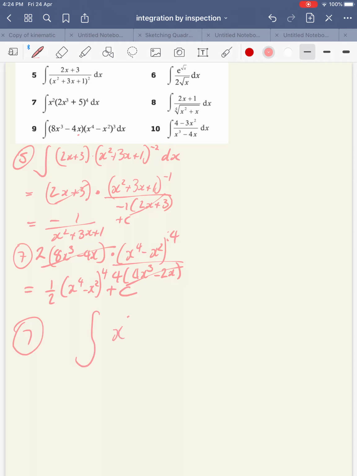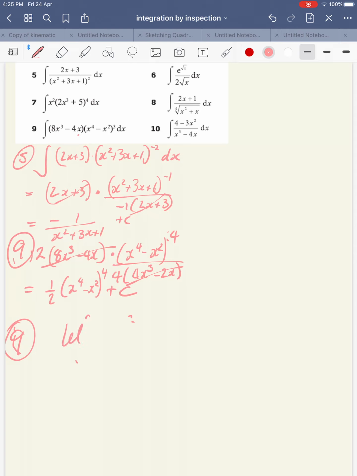So here's the integral of x squared. Was that 7? That was 9. Ah, interesting. I am going a bit crazy. That was actually question 9. So let's do 9 using integration by substitution.